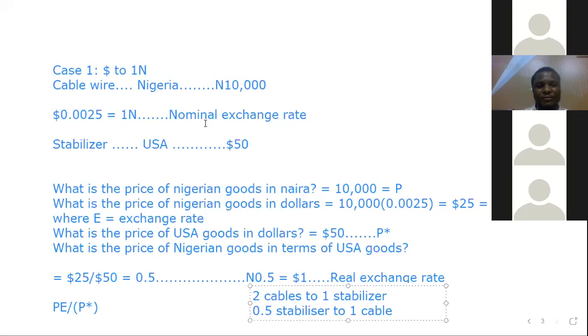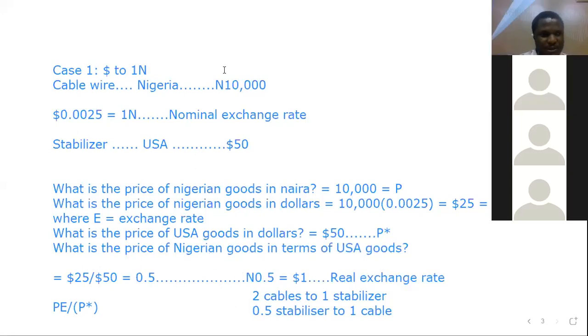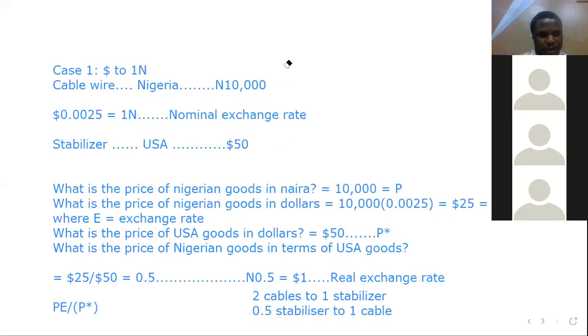Sir, since we divided the $25 and the $50 is in dollars, then the 0.5, is it not supposed to be in dollars? Yes, 0.5. Thank you. That's where the confusion is coming in, because it's like naira to a dollar. Oh, sorry. Yeah. So let me correct it now. Okay, I've typed already, so let me delete.